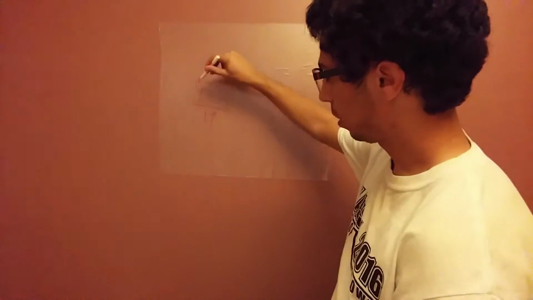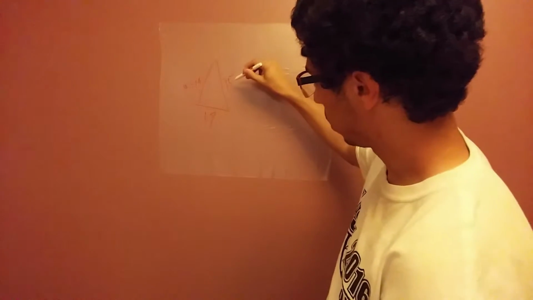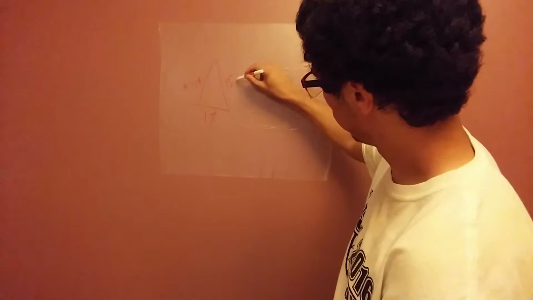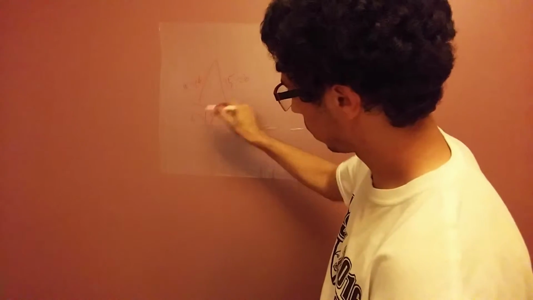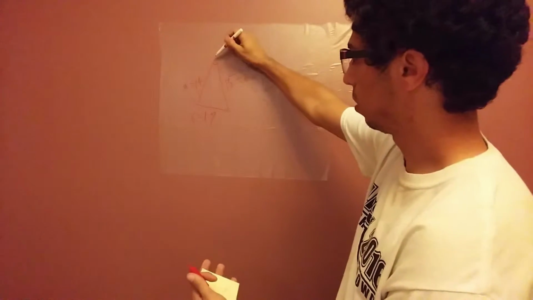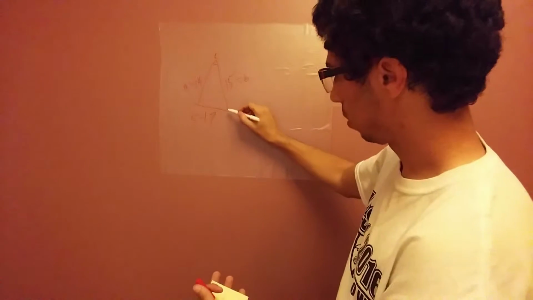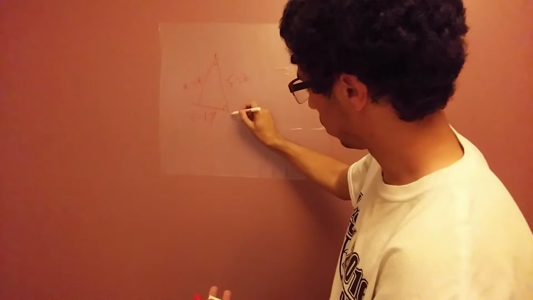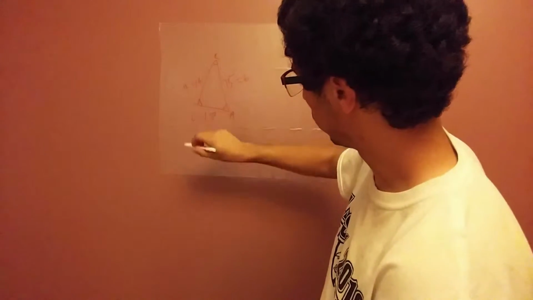Then, let's say this is side A, this is side B, and this is side C. Right? So that means that this angle is angle C, this angle is angle A, and this angle is angle B.